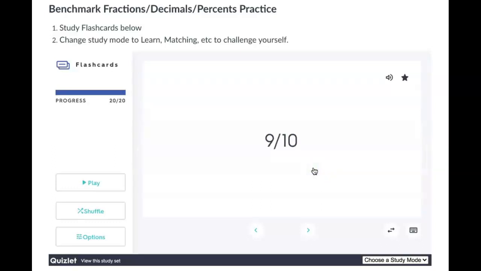Okay, so take some time each day and study these. There will be several benchmark fractions, decimals, and percents quizzes before we take the STAR test and before the end of the year. These are things that you need to have memorized. All right, so every single day starting on Wednesday, Thursday, Friday, and beyond, we're going to have flashcards to study these percents, decimals, and fractions, so take some time to do that each day.